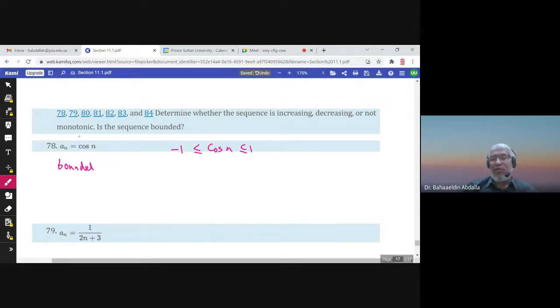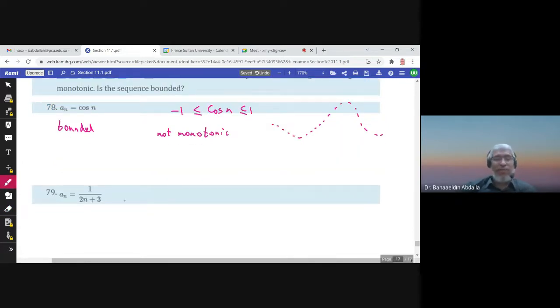But is it monotonic? Is it increasing or decreasing? No, it is not monotonic because cosine decreases, then increases, then decreases, then increases. It's not increasing or decreasing all the time. It goes up and down between -1 and 1.